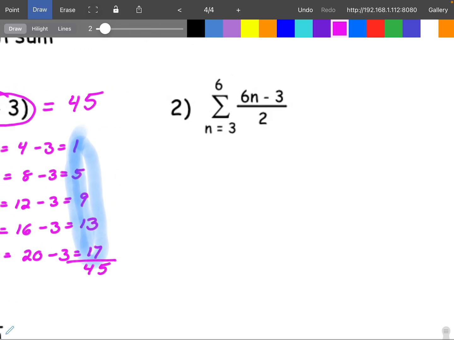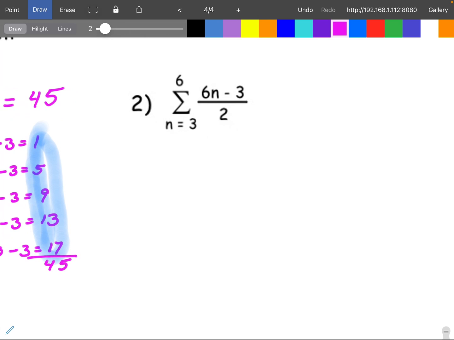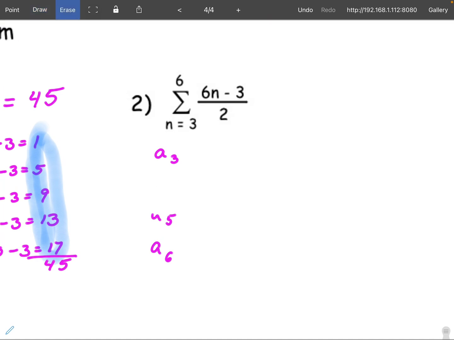Now we're going to do the same thing with number 2, but we have a slightly more complicated formula to plug into. So for this one, notice we are not starting with 1 this time. We're starting with 3 and ending with 6. So remember, that tells us what numbers to plug in, not our answers. Those are what numbers we're plugging in. So we're going to start by finding a sub 3. Then we need to find a sub 4, a sub 5, and a sub 6 is the last one we'll find.